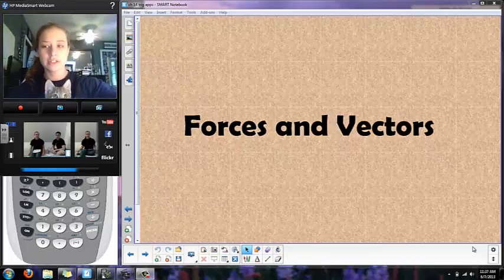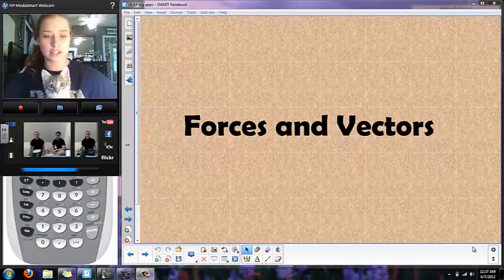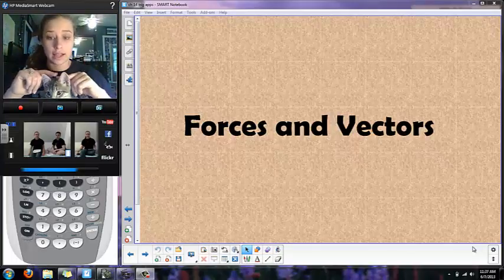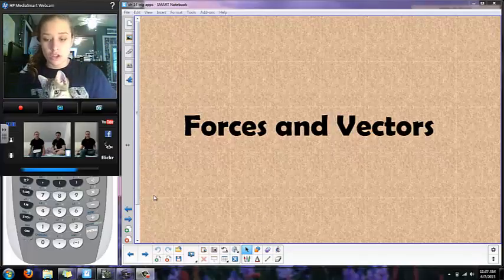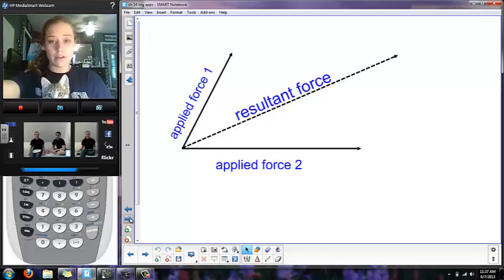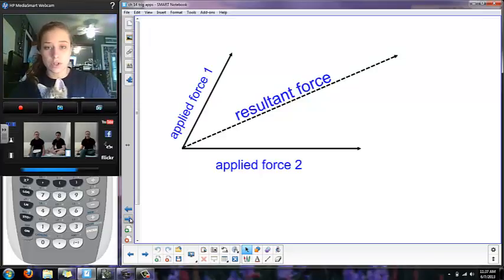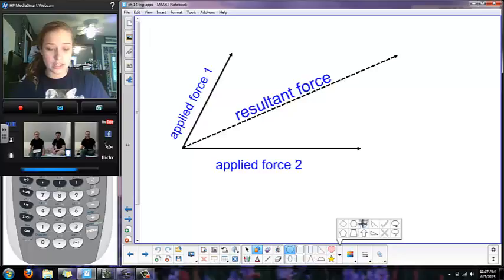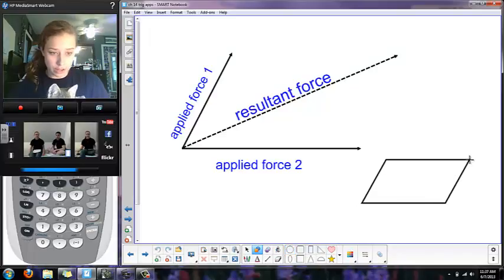Okay. Forces and vectors. So this is the last section that we have to do for this chapter. It's not going to take that long, and then that's it for chapter 14. Okay? So let's see. Whenever you have a question that's dealing with forces and vectors, what you're going to do is draw a parallelogram, and I'm going to explain to you why. But the first thing that you want to do with questions like this is always to draw a parallelogram.